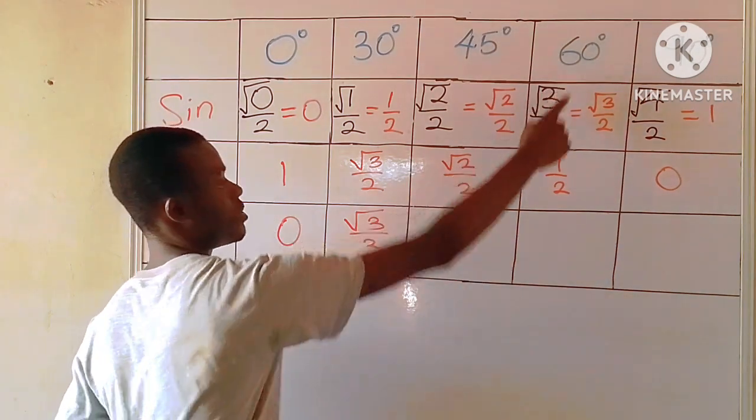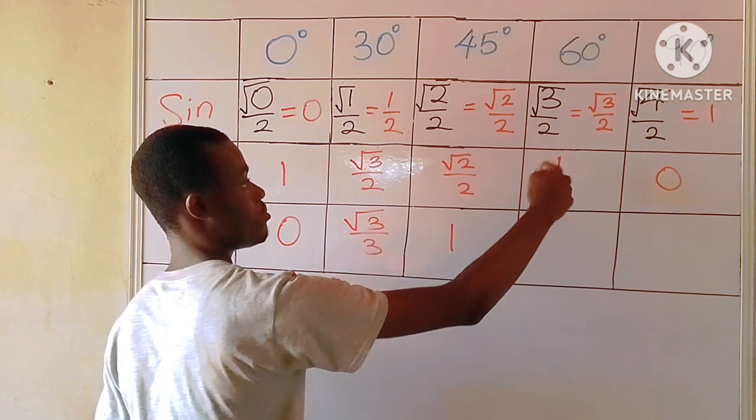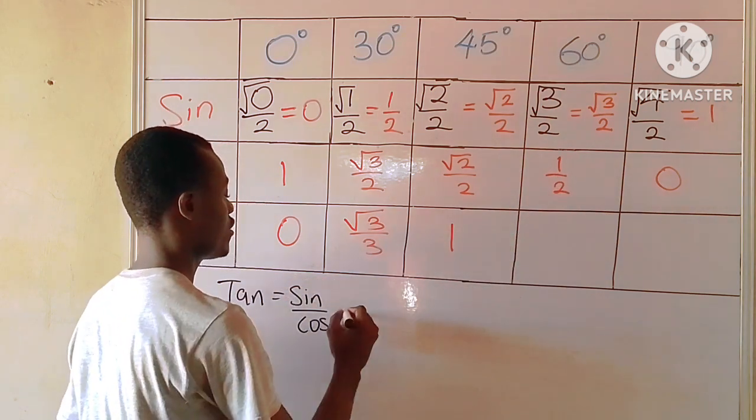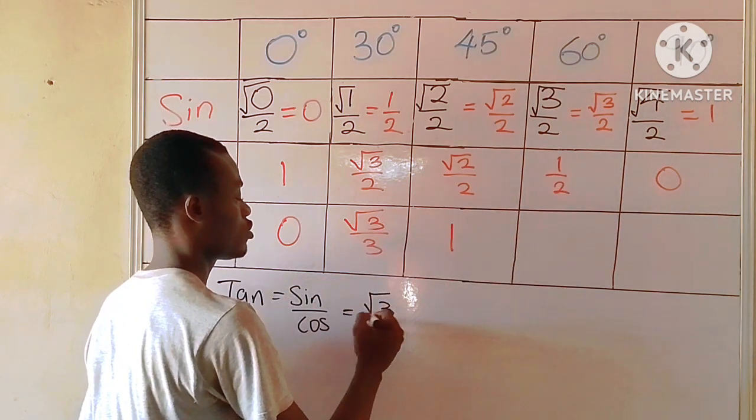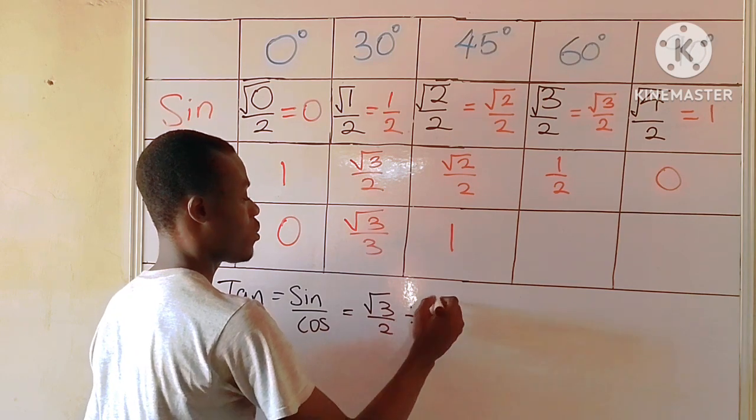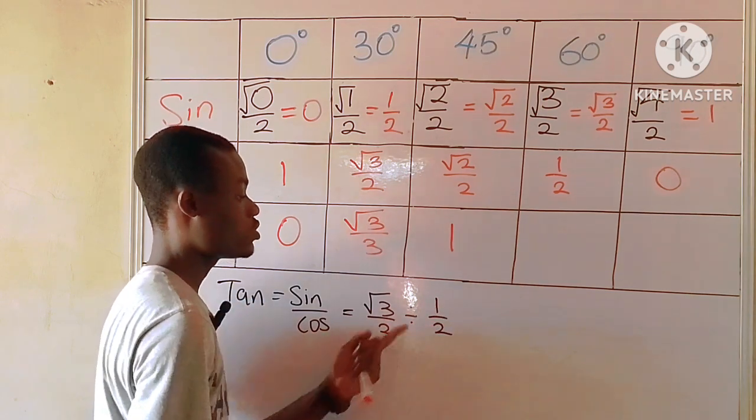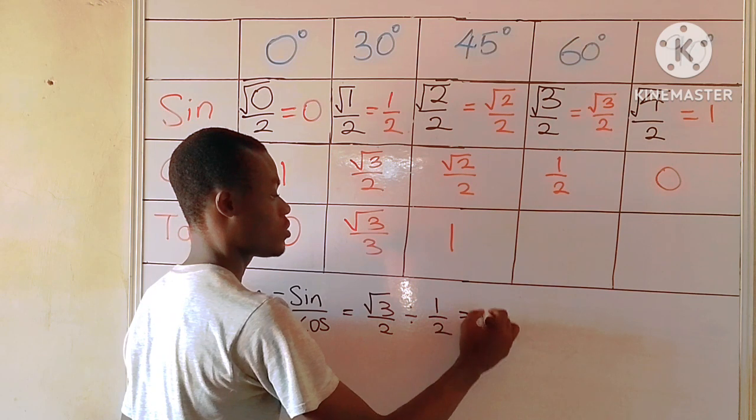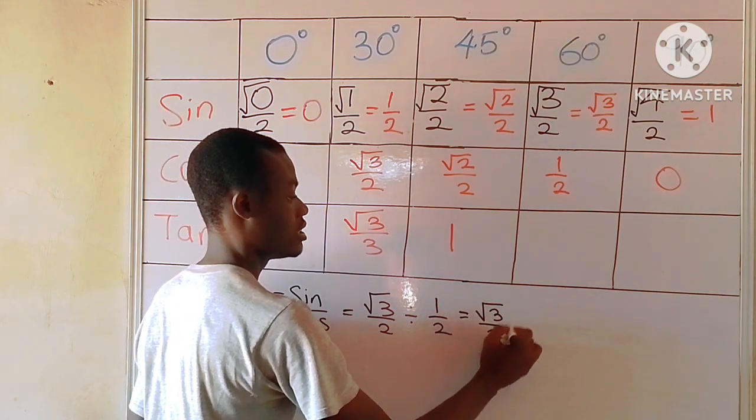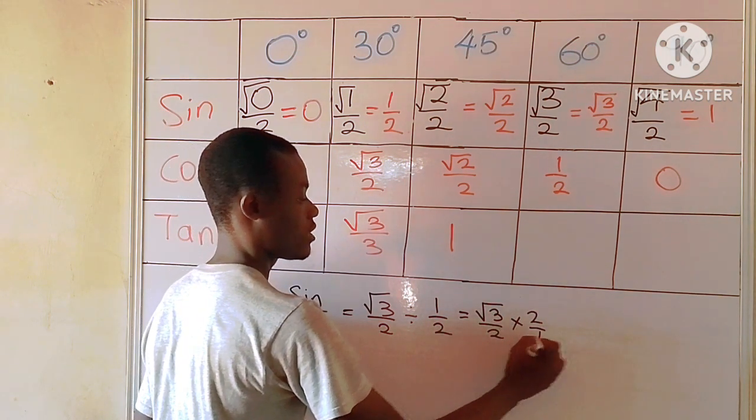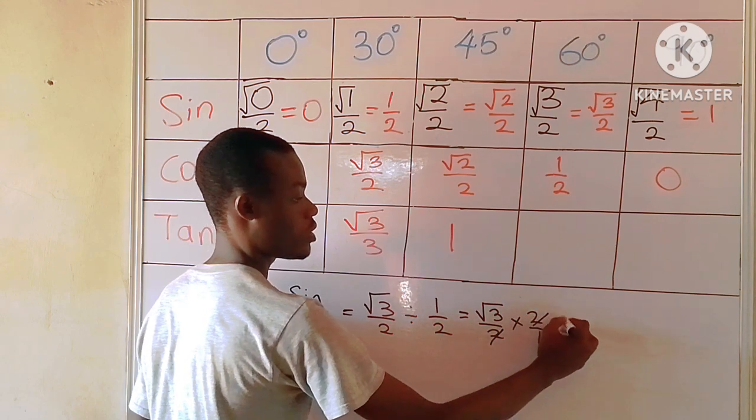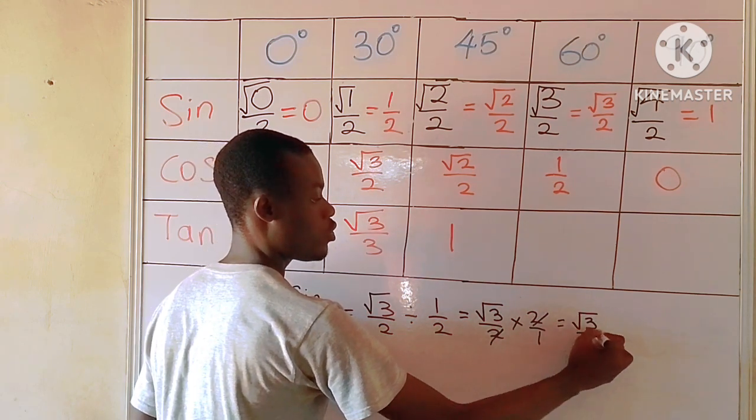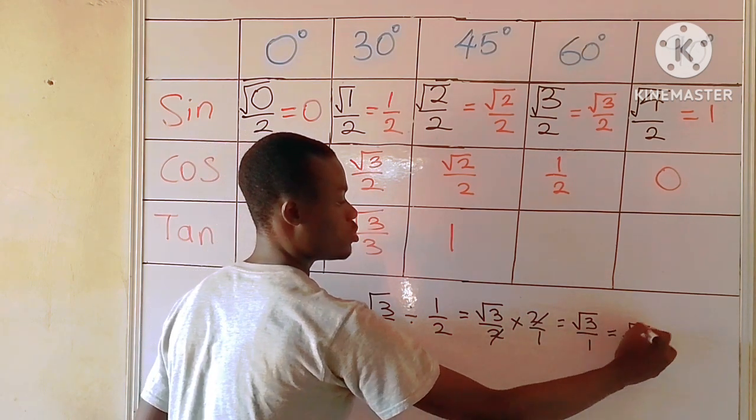Tan 60, we are going to divide this value by this value. So we are going to have this as root 3 over 2 divided by 1 over 2. So we are going to change this division sign to multiplication. We are going to have root 3 over 2 times 2 over 1. 2 will cancel out 2. So we are going to have root 3 left over 1. So this will give us root 3.